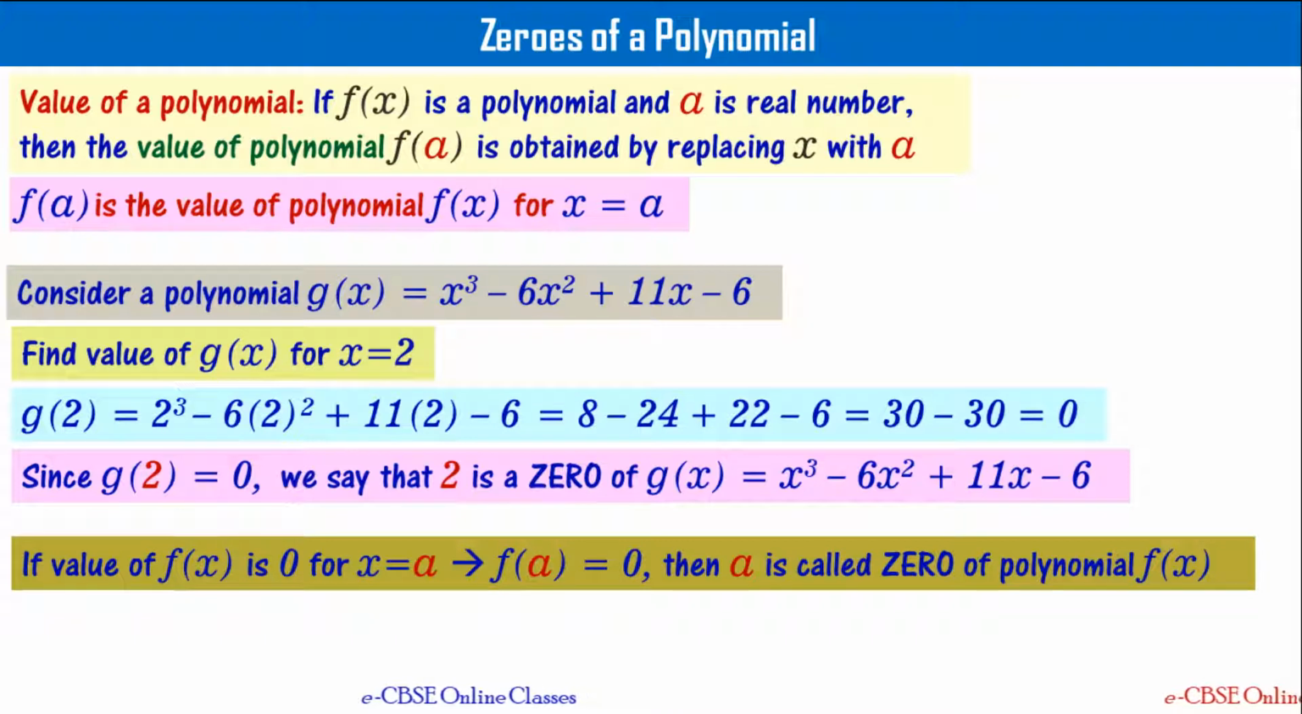The definition of 0 of a polynomial is the following. If value of f of x is 0 for x equal to a, mathematically we write it as f of a equal to 0, then a is called 0 of the polynomial f of x. Please take a note of that.